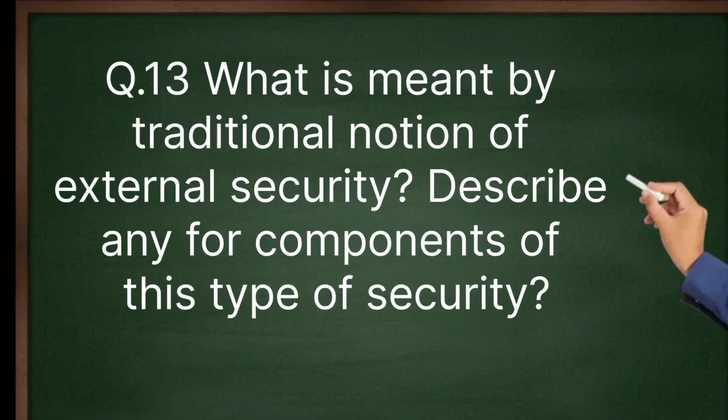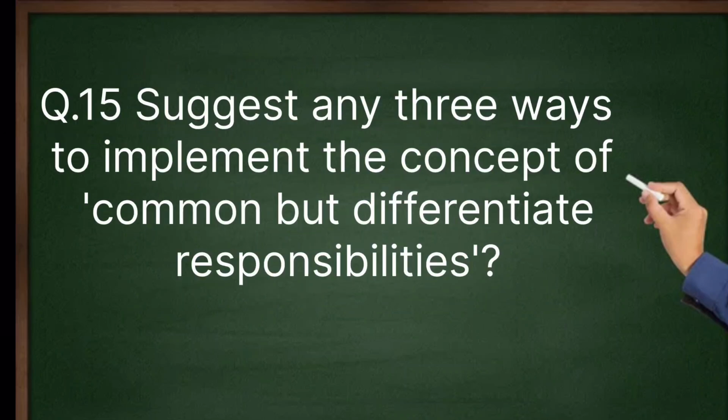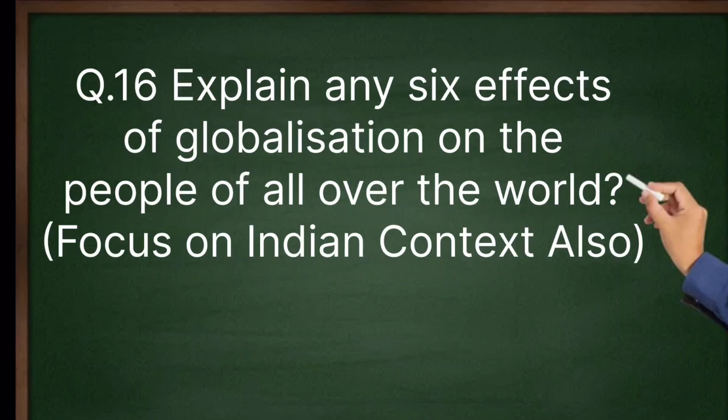What is meant by traditional notion of external security? Describe any 4 components of this type of security. What is security? Evaluate the role of any 4 new sources of threat to security. Suggest any 3 ways to implement the concept of common but differentiated responsibilities. Explain any 6 effects of globalization on the people all over the world. Focus on Indian context also.